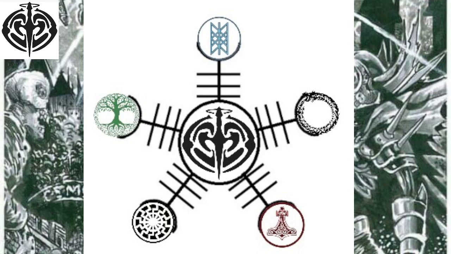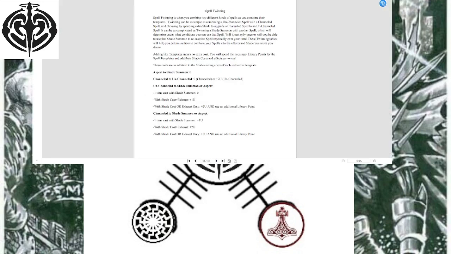We're just going to pull up the rule book right here to give you the rundown as to what that looks like. And it's going to be this big blurb of text right about there. Spell twining. Spell twining is when you combine two different kinds of spells as you combine their templates. Twining can be as simple as combining an unchanneled spell with a channeled spell, and then choosing to spend extra shade to upgrade a channeled spell to an unchanneled spell.